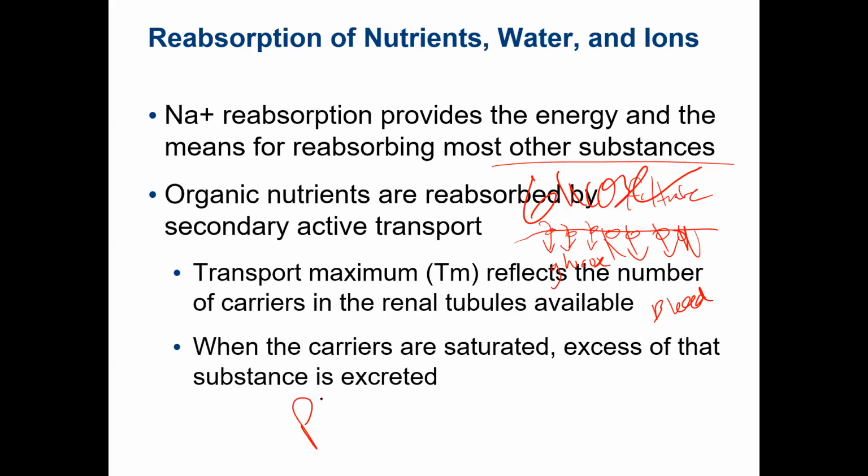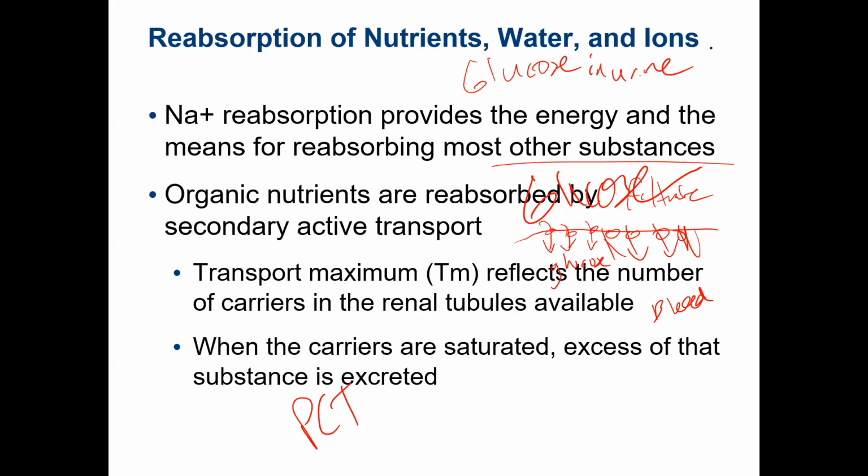Here in the proximal convoluted tubule, this is the only mechanism we have to reabsorb organic nutrients. If any of those organic nutrients make it past the proximal convoluted tubule, they're in the urine. You can't get them back. So this is why in somebody who's diabetic, one of our big symptoms is glucose in the urine.